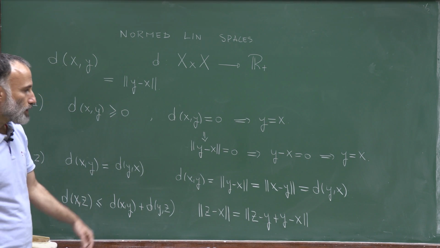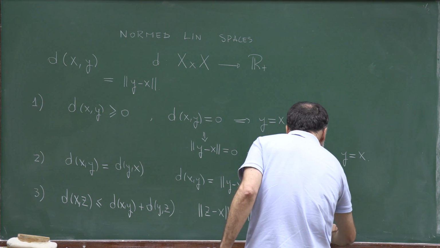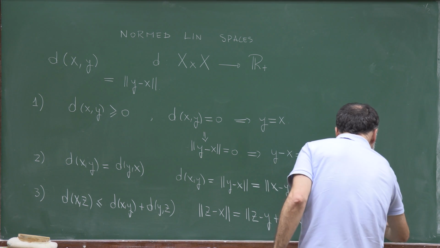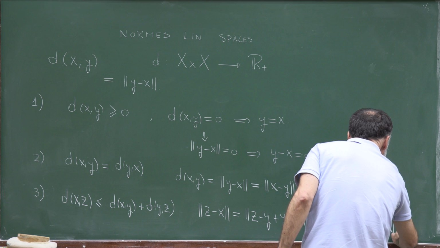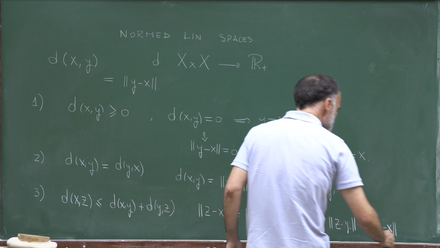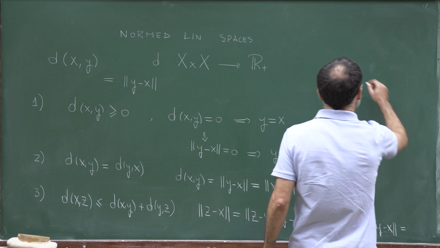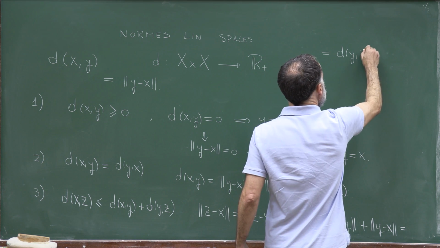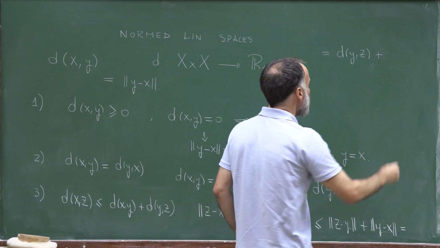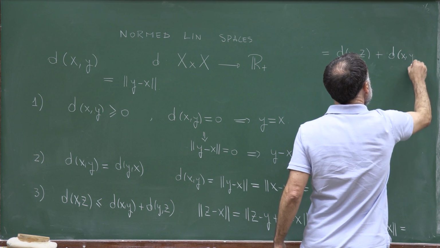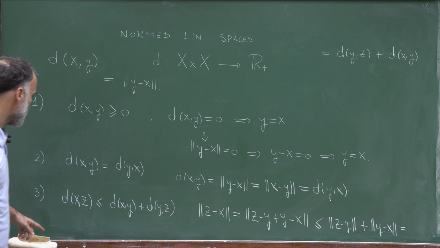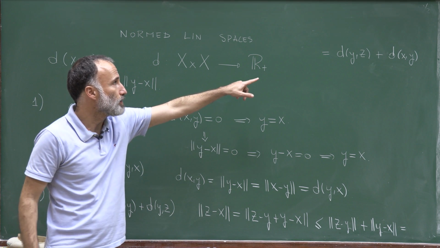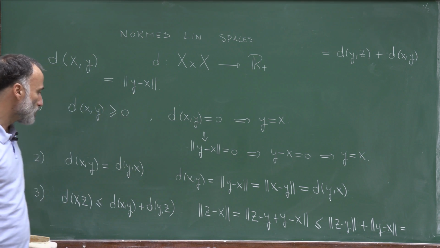Now use the triangle inequality for the norms. So this is less or equal than the norm of z minus y plus the norm of y minus x. The norm of z minus y is the distance between y and z. And the norm of y minus x is the distance between x and y. And this is exactly the inequality we were looking for. The distance between x and z is bounded by the distance between x and y plus the distance between y and z.